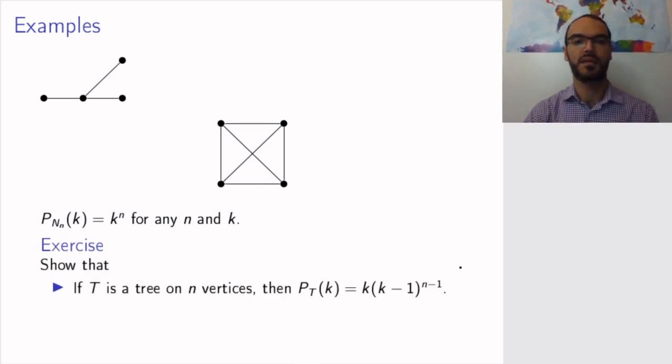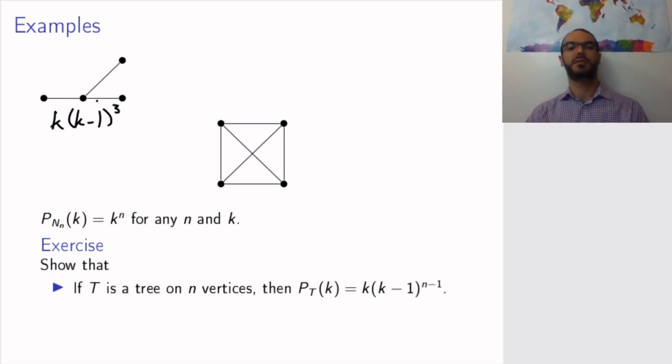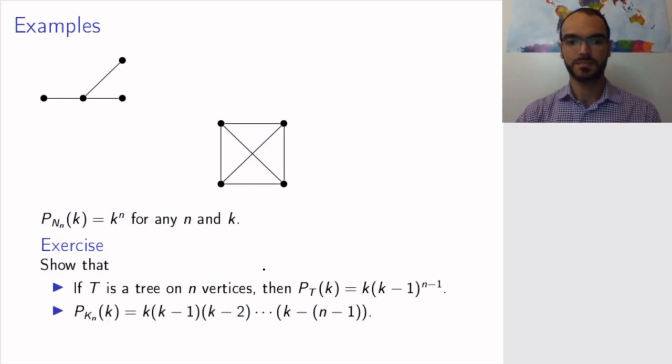As an exercise, show that if you have a tree, then the number of colorings using k colors is k times (k-1) to the power n-1. Remember, for this particular tree, this is correct. We had this number of colorings, and prove this in general using a general method.